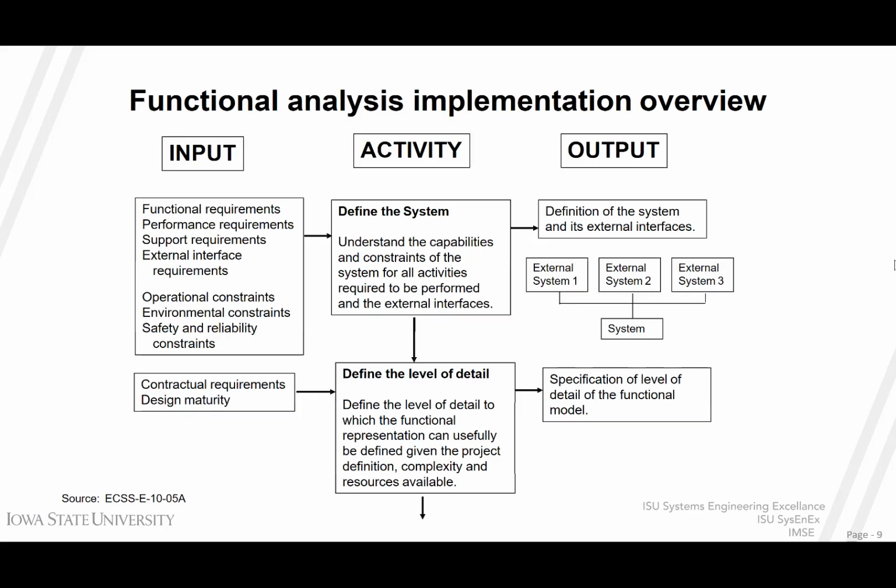Let's look at functional analysis implementation in a little bit more detail. Starting with the inputs. This includes the requirements and constraints. Next is the activity. Here you need to define the system using those inputs as a guide. As a sub-step deliverable, you also need to define the level of detail given the input requirements and resources available. Last is the outputs. This should result in a defined system and appropriate interfaces. It also includes detail of the functional model.